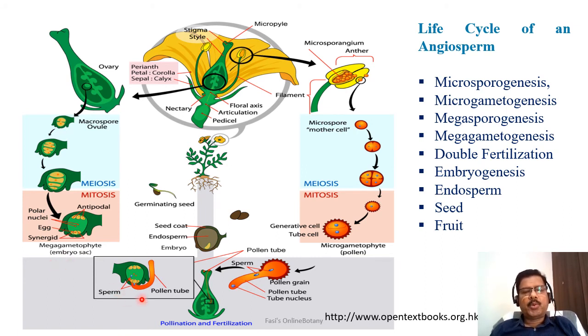So here after pollination, fertilization takes place, which leads to the formation of embryo, endosperm, and later seed setting and fruit development. After the release of the seeds, they germinate and produce a new sporophytic plant body, and this is how the life cycle completes.